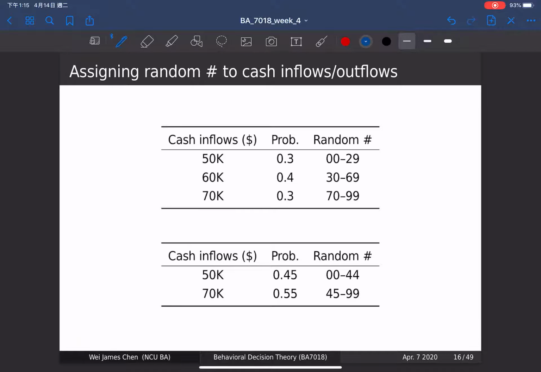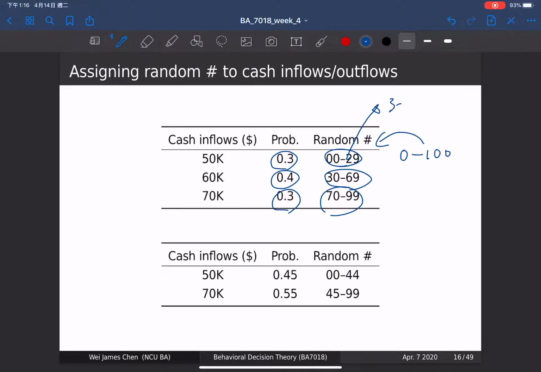Okay, so to simulate the cash inflow of 3 different numbers as shown here, you know that the probabilities are 0.3, 0.4, 0.3. So you simply assign a random number between 0 and 100 to 3 different cases. In this case, you assign 00 to 29 as 50K, 30 to 69 as 60K, and 70 and above as 70K. So here, for 0 to 29, there are totally how many numbers?